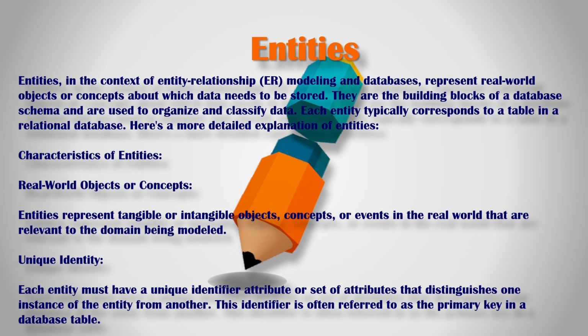Here's a more detailed explanation of entities. Characteristics of entities: real-world objects or concepts. Entities represent tangible or intangible objects, concepts, or events in the real world that are relevant to the domain being modeled. Unique identity. Each entity must have a unique identifier attribute or set of attributes that distinguishes one instance of the entity from another. This identifier is often referred to as the primary key in a database table.